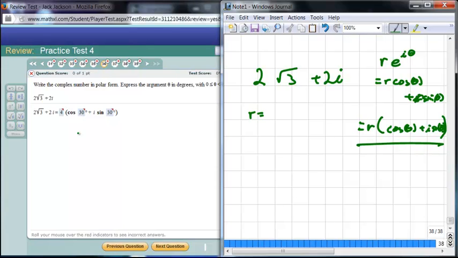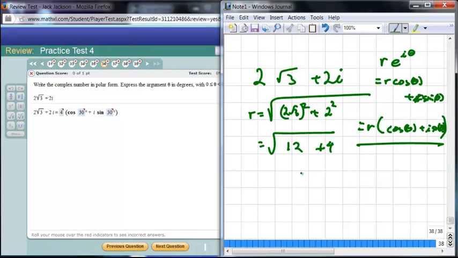So the first blank's going to be r, and it's the square root of 2 square root of 3 squared plus 2 squared. Alright, let's see what we get here. 2 squared is 4. 2 square root of 3 squared: 2 times 2 is 4, square root of 3 times square root of 3 is 3, 3 times 4 is 12. 12 plus 4 is 16. Square root of 16 is 4. So it's 4.